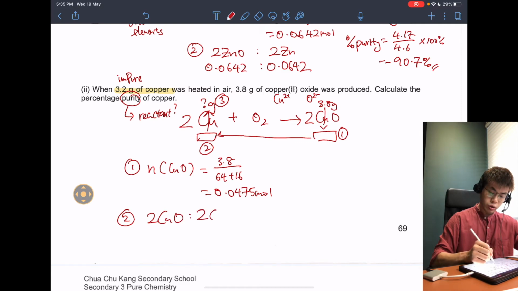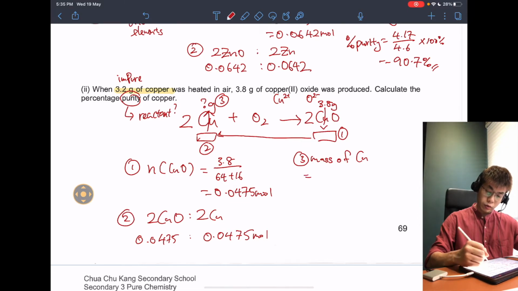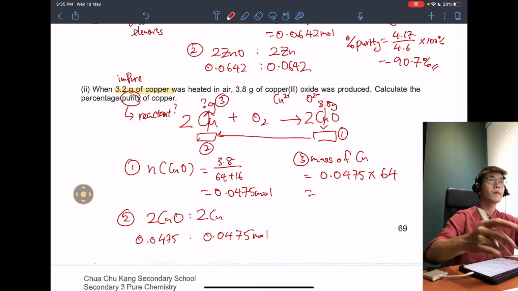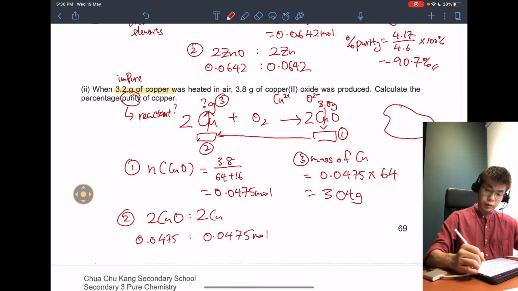Second step, we have mole ratio. 2CuO is to 2Cu. So 0.0475 is to 0.0475 mole. So now third step, mass of Cu. So equals to 0.0475 times MAR of Cu, 64, and I get 3.04 grams. So if I draw a diagram, this piece of copper is 3.2 grams, but in fact only 3.04 grams of it is copper.